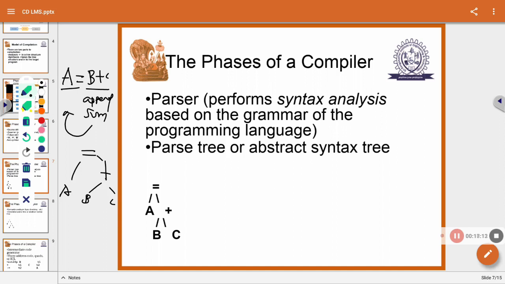Why is it needed? Without a parse tree, it is not possible to generate a grammar. Without a grammar, the compiler cannot perform any other task. The compiler cannot perform any other task.